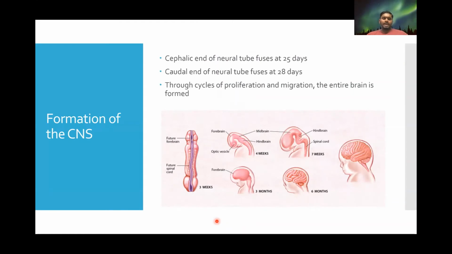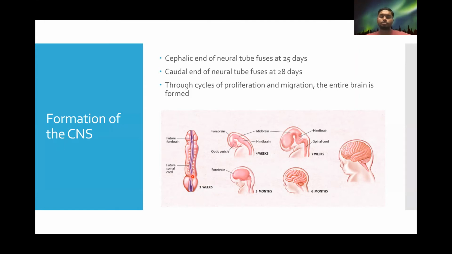So now that we have talked about how it folds, one thing to mention is that the neural tube will fold and fuse in the center first, and then over the next few days, it'll begin to zip up as well as zip down. And eventually the top end, the head end, or the cephalic end will fuse, and the caudal end, or the bottom end, will fuse. Now, the cephalic end of the neural tube fuses at day 25, whereas the caudal end will fuse at day 28.